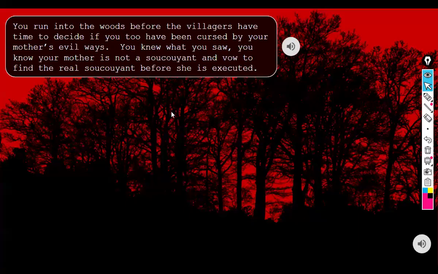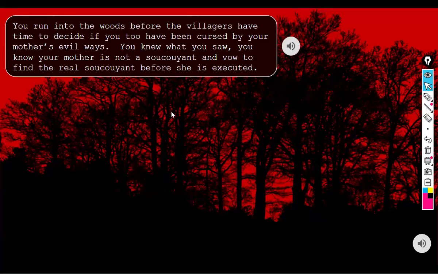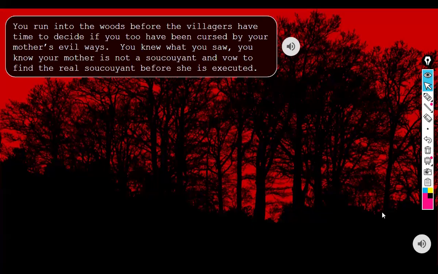Your mother has been accused of being a Sukuyan. I don't think that village is safe for you. You run into the woods before the villagers have time to decide if you two have been cursed by your mother's evil ways. You knew what you saw. You know your mother is not a Sukuyan and vow to find the real Sukuyan before she is executed.